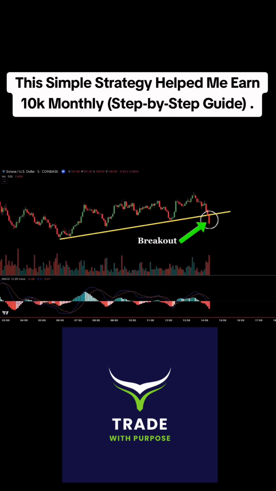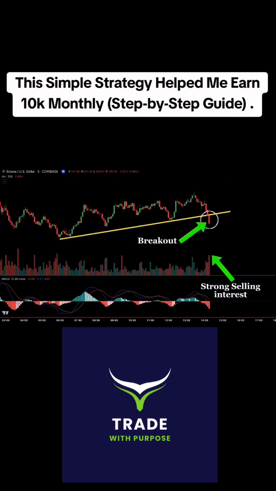Next, to confirm this breakout is backed by strong selling pressure, we check the volume indicator. Notice how there's a surge in volume during the breakout. This tells us sellers are entering the market in large numbers. Now, what about institutional traders? Let's see if their algorithms are active.